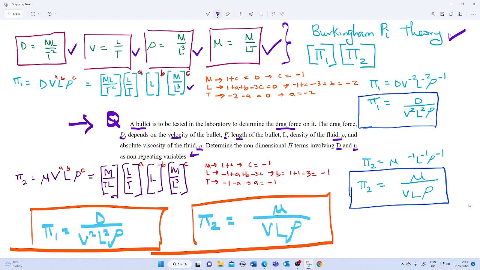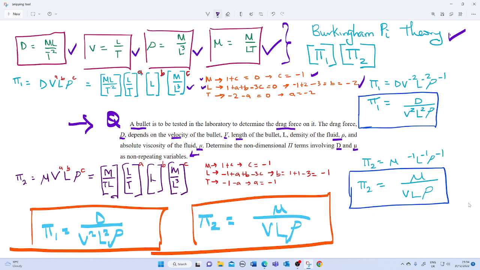From there we can convert the powers into algebra for the values inside the bracket. So from there we can note that for M, 1 plus c equals 0. Therefore, c becomes minus 1. Then for L, which is the length, 1 plus a plus b minus 3c equals 0. From there our b becomes 2.